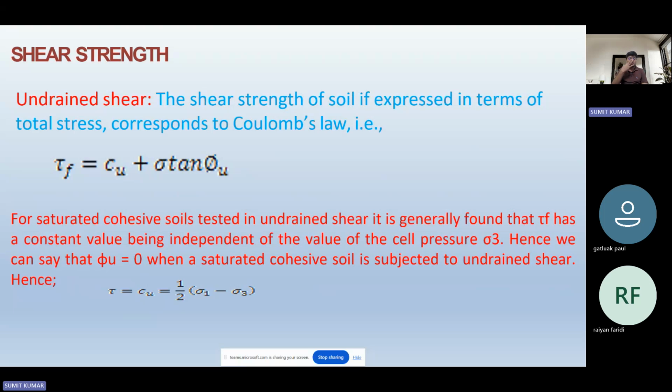Now talking about the unsaturated undrained shear, the shear strength of soil is expressed in terms of the total stress component according to the Coulomb law as tau f equals c plus sigma n tan phi.